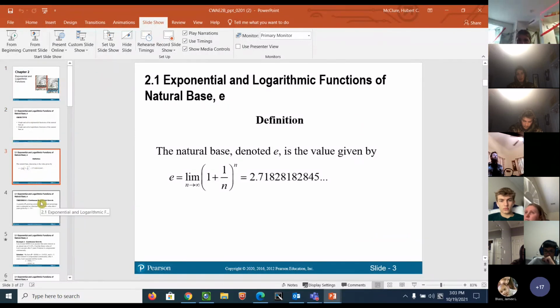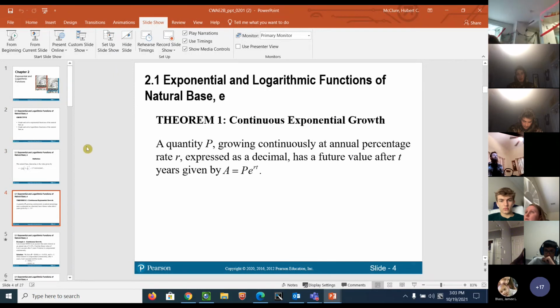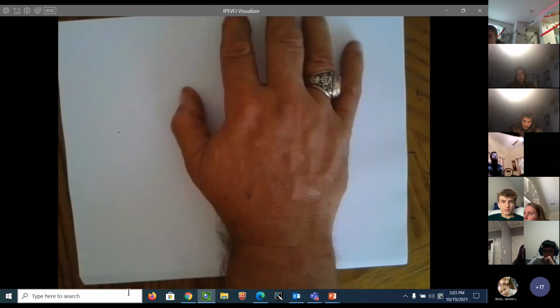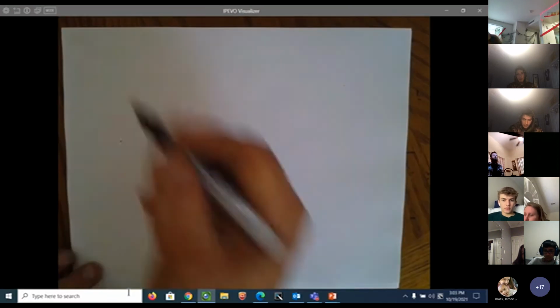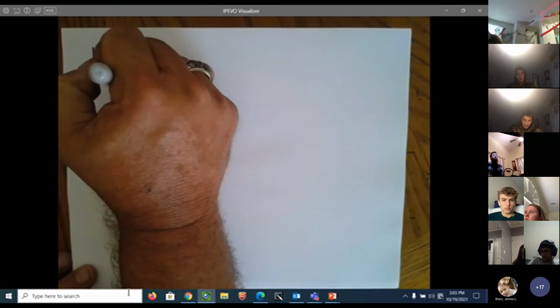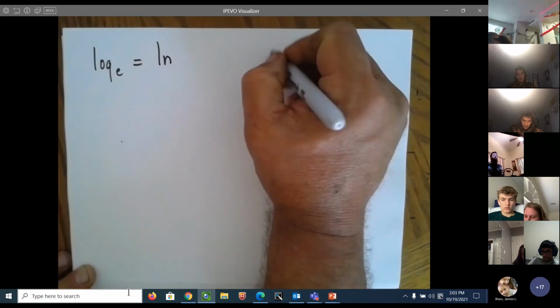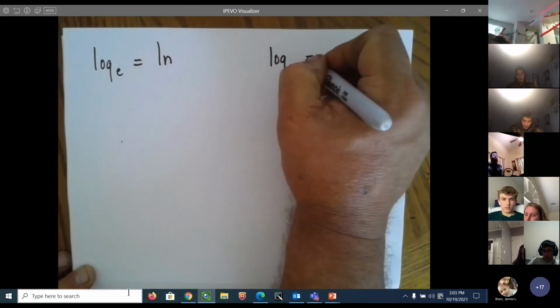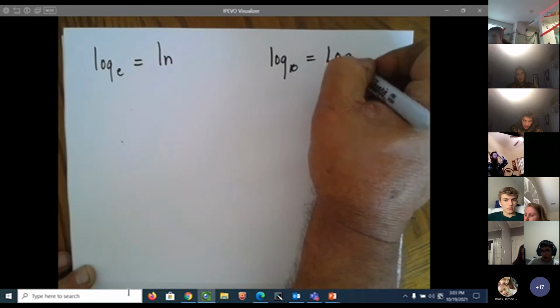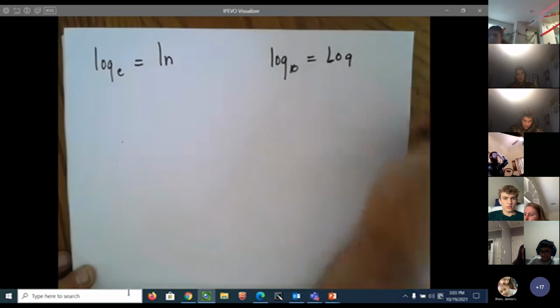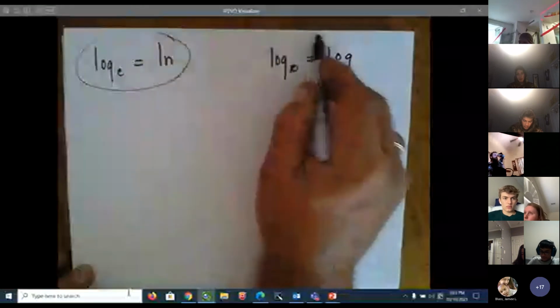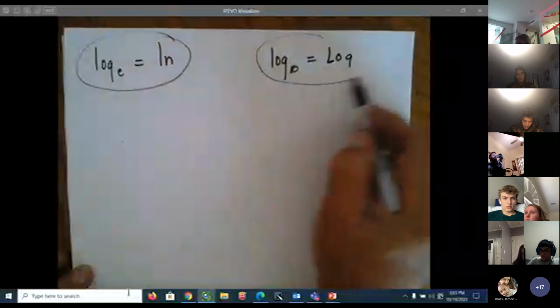Now remember, when you're talking about natural logs and logs, your calculator will only be able to do two types. It'll be able to do log base e, which is natural log, and log base 10, which is equal to log. So these are the only two that are calculable in your calculator.